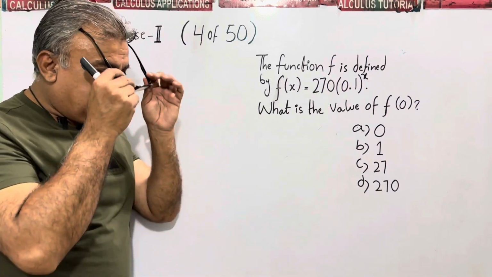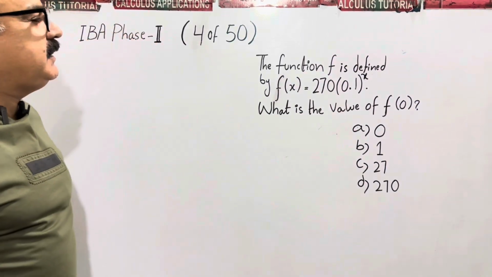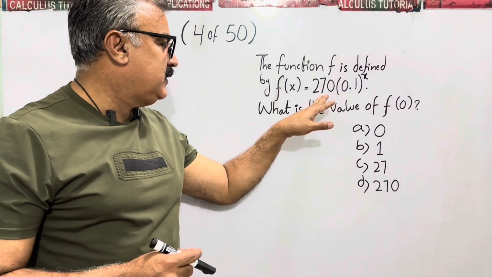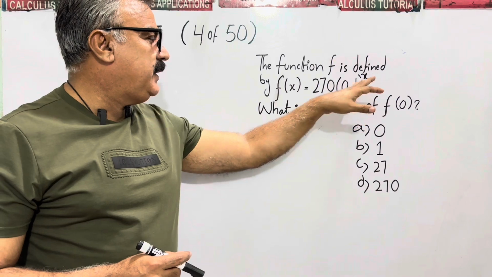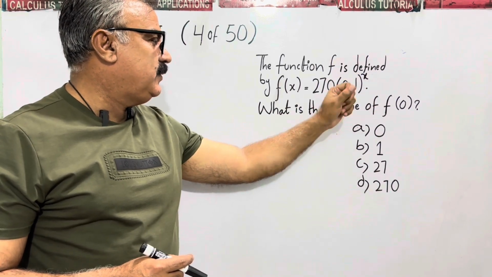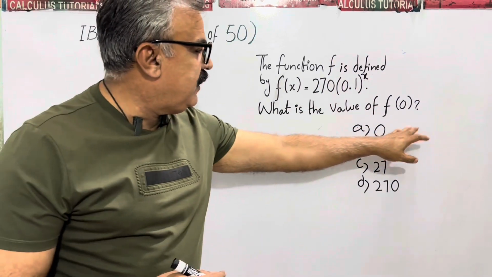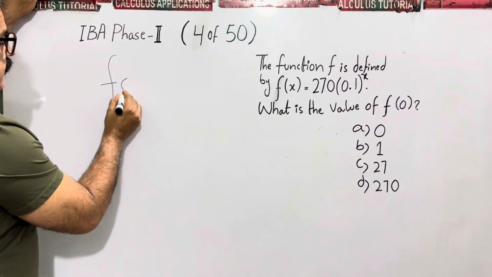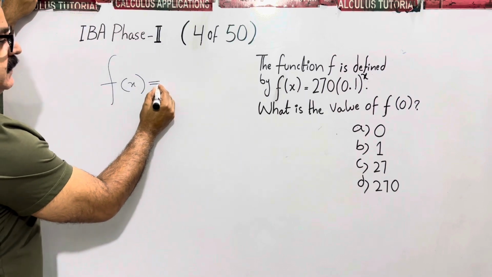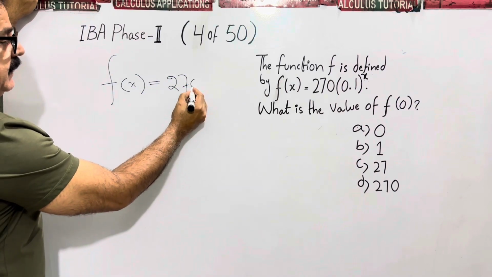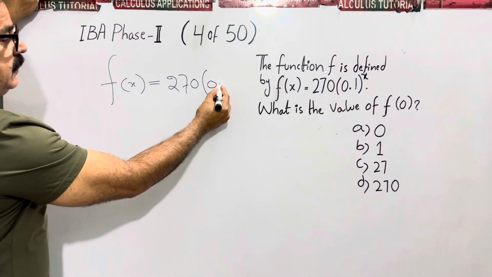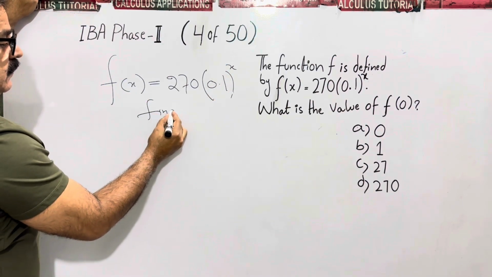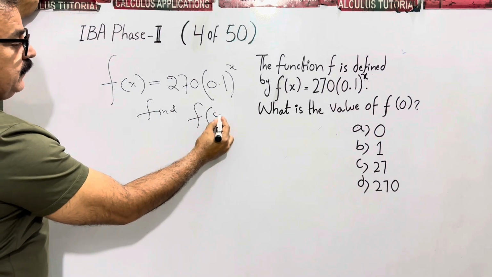Let's see question number 4. The function f is defined by f of x is equal to 70 times 0.1 raised to the power x. What is the value of f of 0? Let me write the question: f of x is equal to 70 times 0.1 to the power x. Find f of 0.